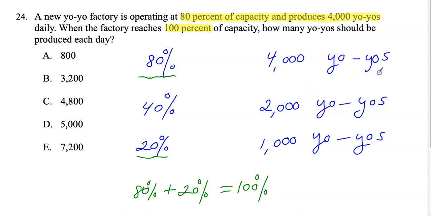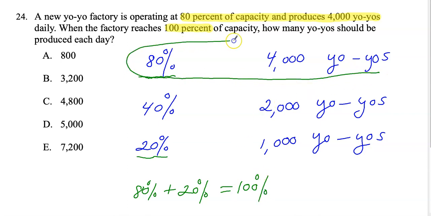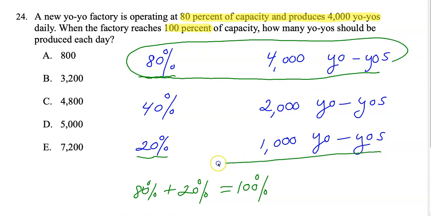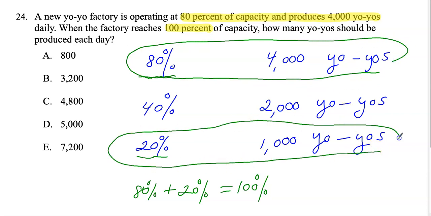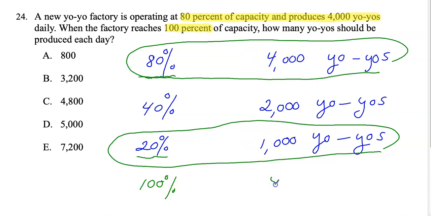So I just need to add this and this. All right, and that'll give me 100%, and that'll be my answer. So 80% plus 20% is 100%. So when it's at 100% capacity, we'll add these two. 4,000 plus 1,000 is 5,000. So when it's at 100% capacity, 5,000 yo-yos will be made. And my answer choice that goes with that is D.